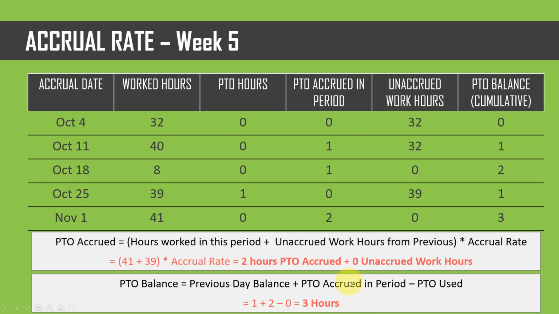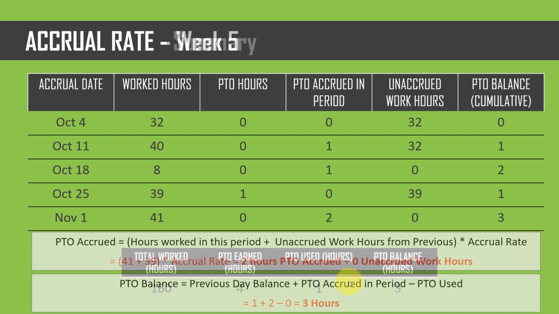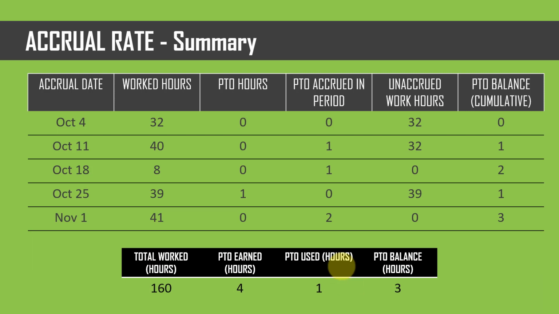So this is how the accrual rates work. Just to summarize all of this, in the 5 week period, total hours the employee worked is 160. Total PTO earned is 4 (1, 1, 1, 1), or in the weekly figures, 1, 1, 2, and total PTO used is only 1 hour, and that means the balance left is 3. 4 minus 1 is 3. So this is how the accrual rates and the PTO balances work together. So the PTO balances are calculated using these formulas in a normal week.